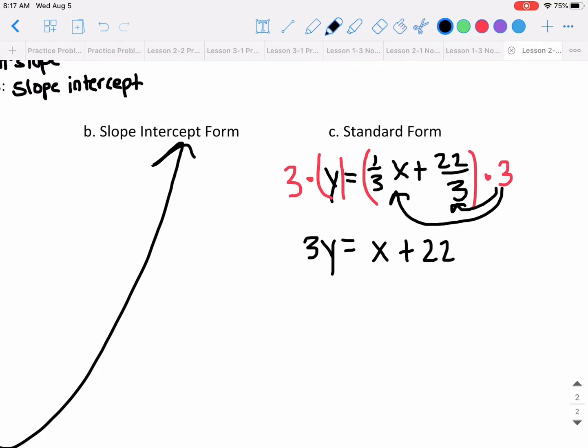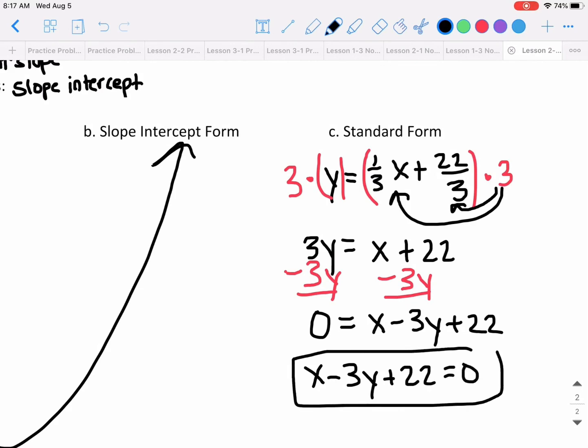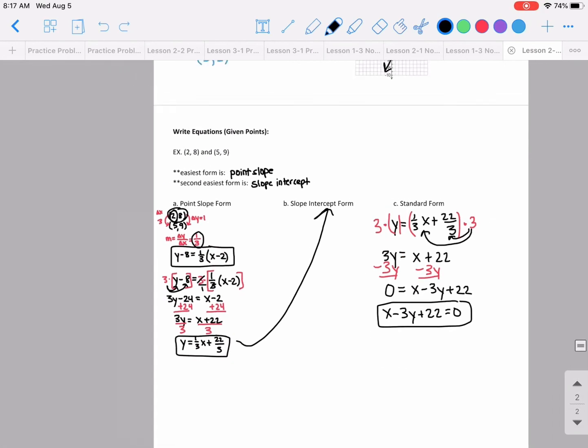And now all I need to do is get everything to one side. So the easiest thing for me to do is subtract 3y. Since there's only one thing on the left, I want to move it to the right because I want 0 on one side for standard form. I'm going to have 0 is equal to x minus 3y plus 22, which if you want to write it like this, you can. And I need to make sure that all the coefficients and c also are integers, so they have to be whole numbers. And that's it.